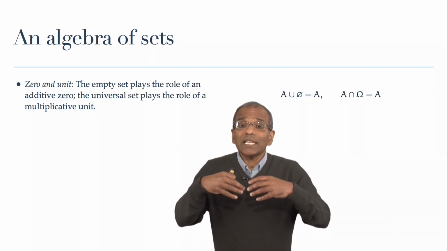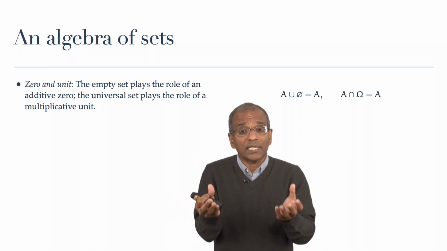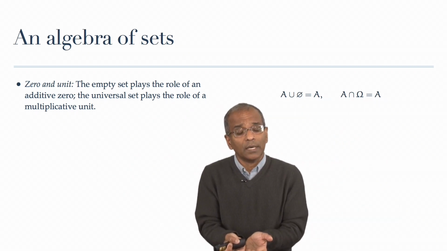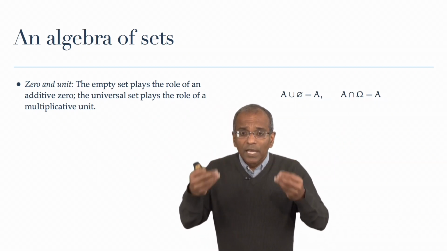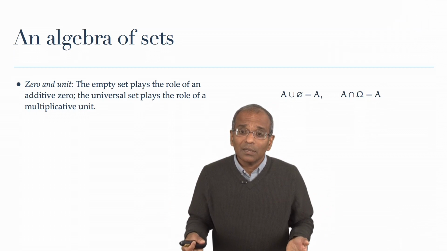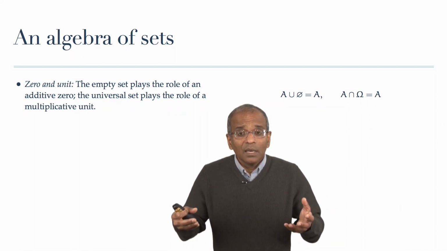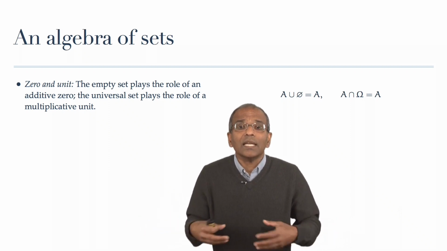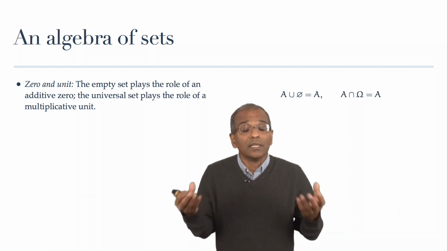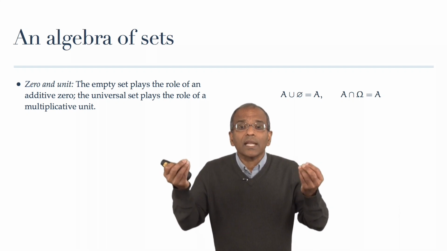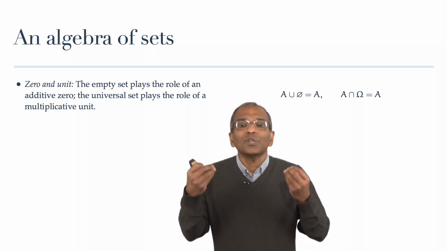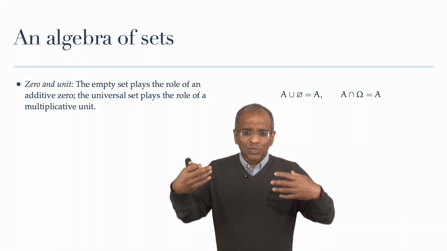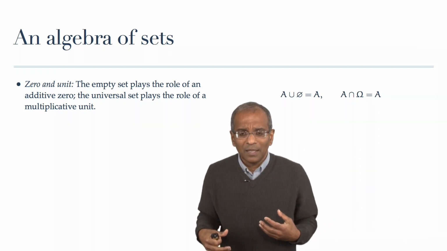What happens if we take the intersection of your set A with the entire universal set Omega? Well, since every element of A is in Omega, manifestly, the intersection contains every element in A and nothing else. In other words, the intersection of A with Omega is A itself. Omega stands in the role of a multiplicative unit. Oh, very good. So it looks like we have things which correspond to a 0 and a 1.